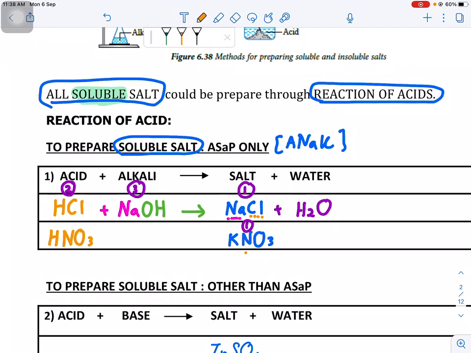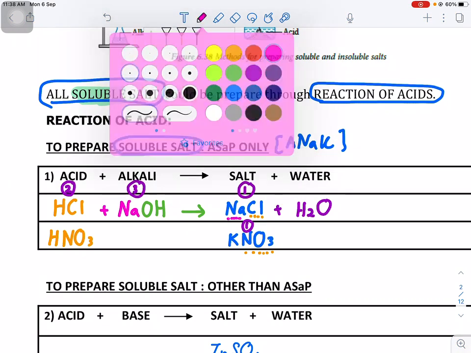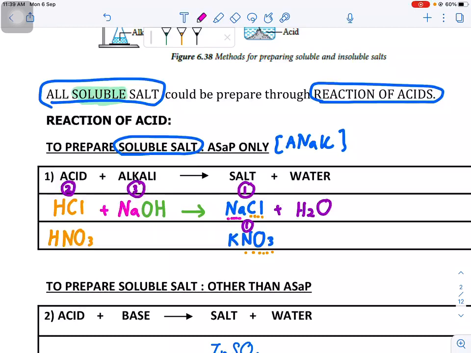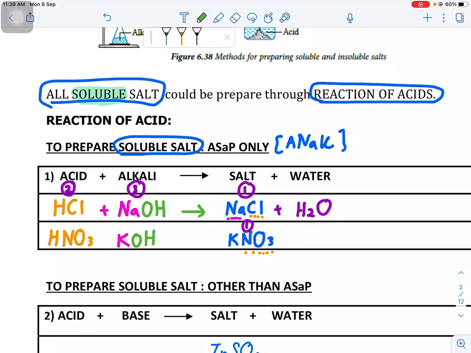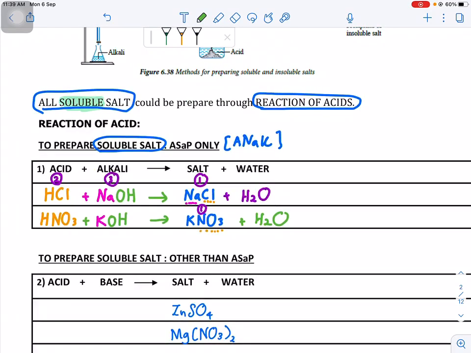Now you dah jumpa dah satu baka kepada anak dia. Okay, so you nak cari satu lagi. Siapa yang kita tak pakai lagi? Yang kita tak pakai lagi adalah potassium. You write down K. Now you have to turn potassium into alkali. So potassium hydroxide. So acid and alkali, what we got? We got salt and water. And make it balance. Okay, this is the first example.